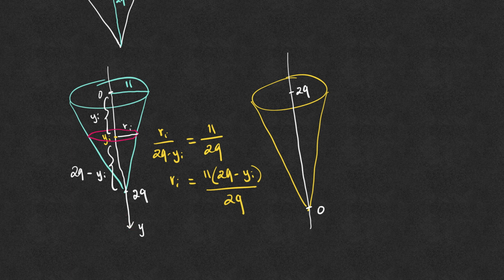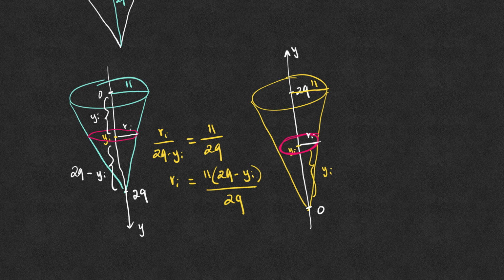For the second case, where the y-axis is pointing upward, positive, with the origin at the apex of the cone at the bottom, if we pick any point inside the cone, the distance from the origin 0 to that point is y sub i. So this distance is y sub i. Remember that the radius of this cone is 11. And so we will do the same thing. We draw the circle at the arbitrary point. The radius of this circle is still r sub i.